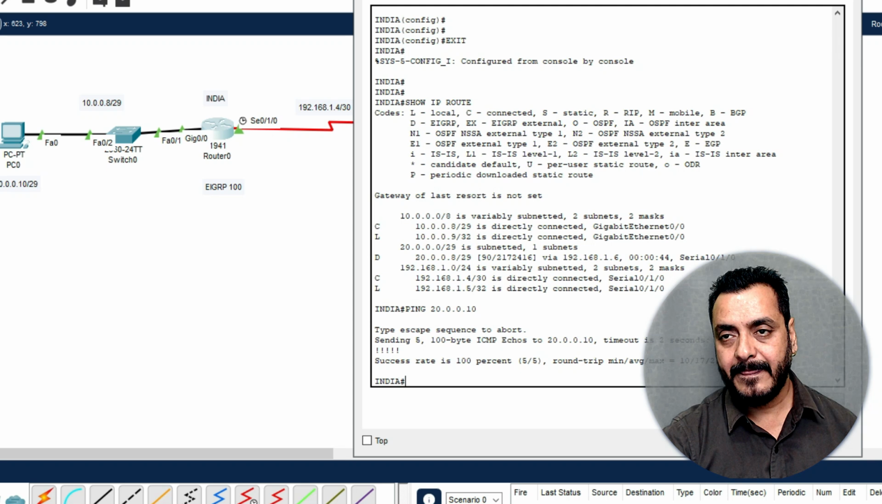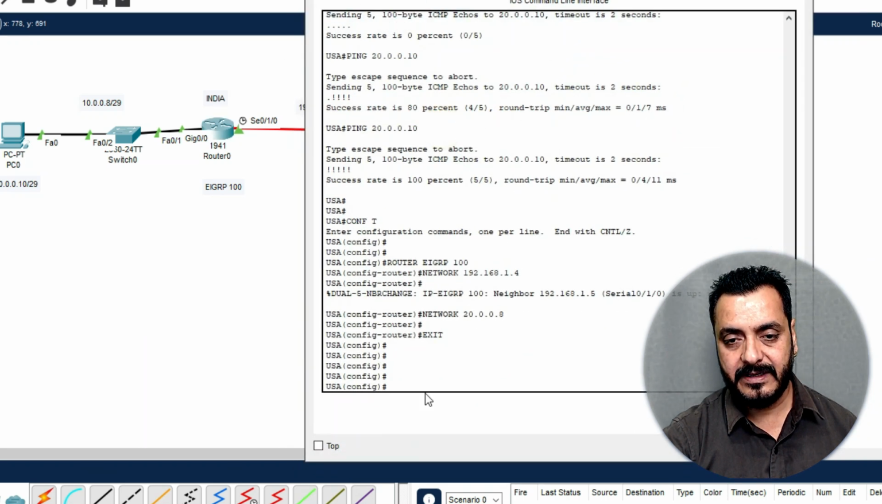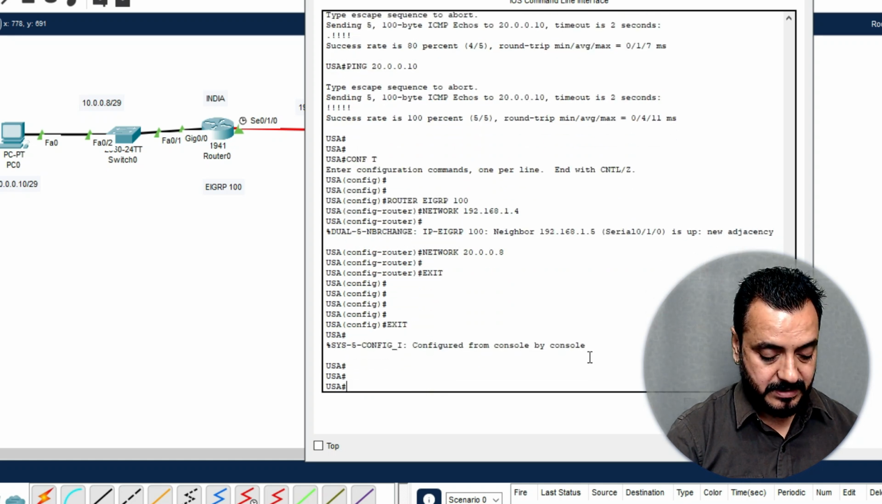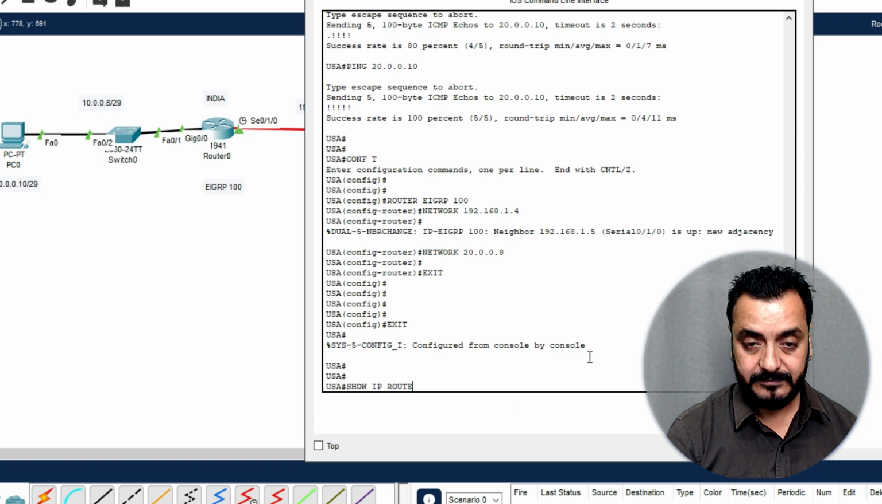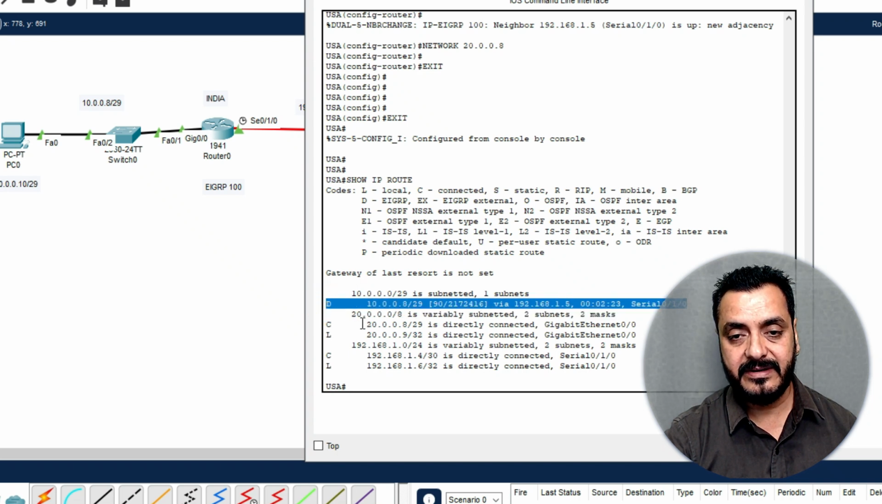Again, we can also test or verify this from the last router, that means the USA router. We have to check the routing table of the USA router with the help of the show ip route command. Press enter. Again, you can see the result D. D means an EIGRP entry, that is 10.0.0.8/29. So it means 10.0.0.8 is inserted into the routing table of the USA router by the EIGRP protocol.